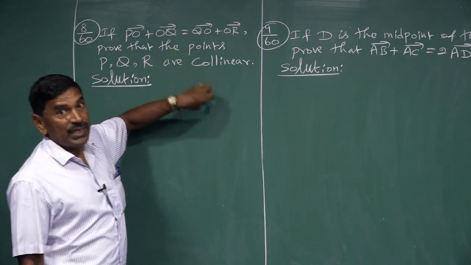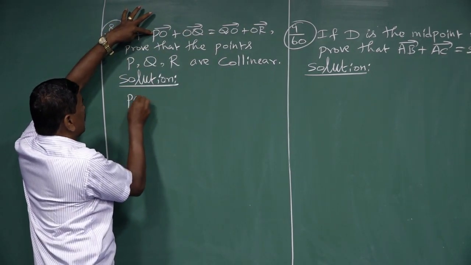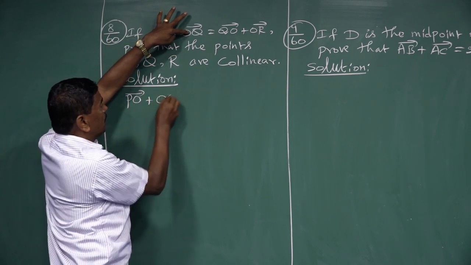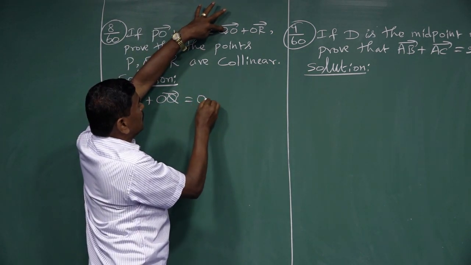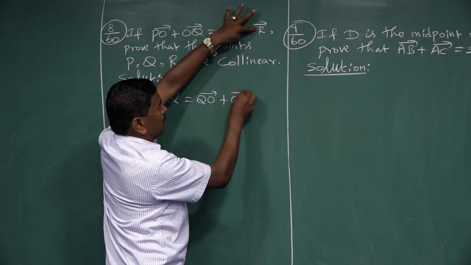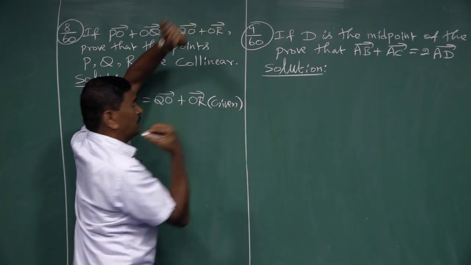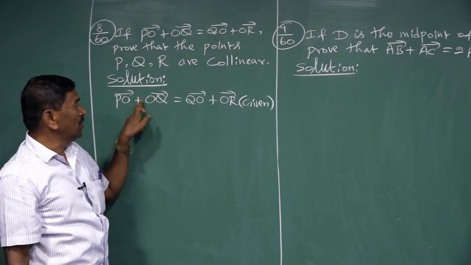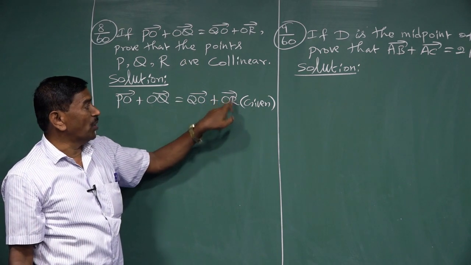First we take our given condition. Can you tell me what is the given condition? Yes. The given condition is PO vector plus OQ vector is equal to QO vector plus OR vector. So which is given. Okay. Here given condition PO vector plus OQ vector is equal to QO vector plus OR vector.